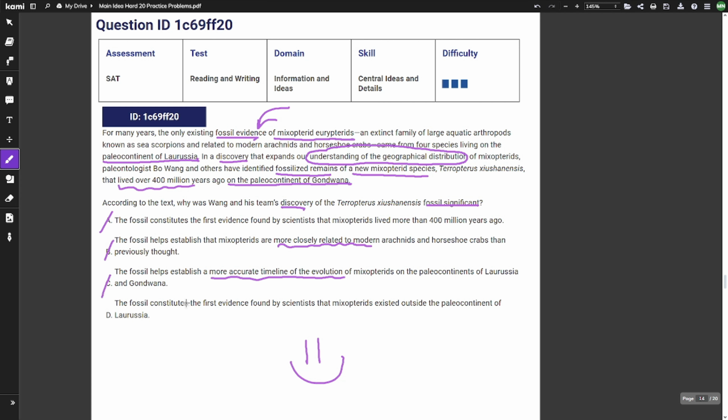And then D, it constitutes the first evidence found by scientists that these things existed outside the paleocontinent of Laurasia. And that is exactly what the text says. It says they existed on Gondwana as well. Plus, it also mentions geographical distribution because it's talking about where they live geographically, if you know what I'm saying. Anyways, the best answer would be D.